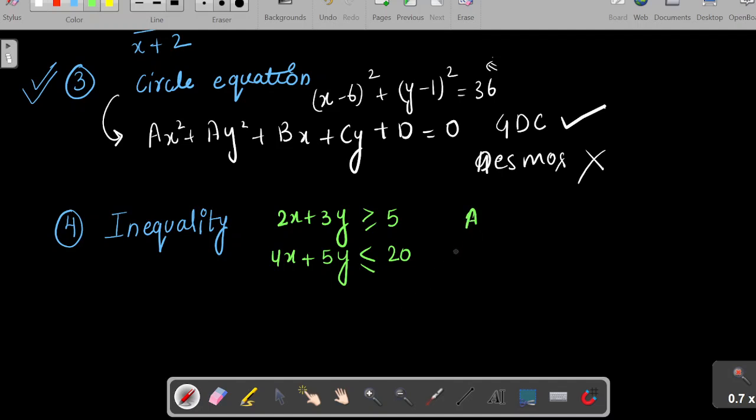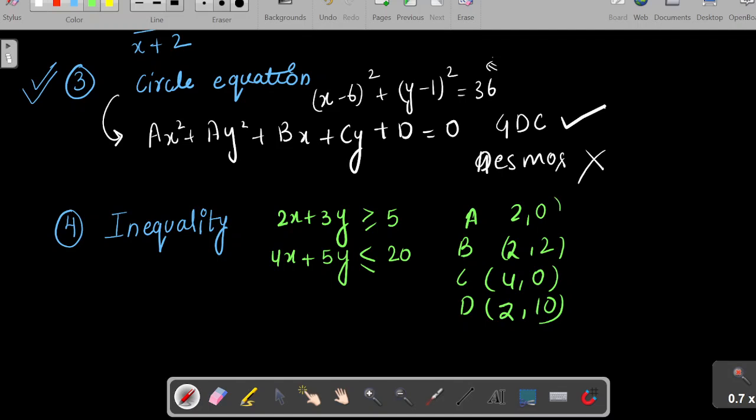Now, suppose some points are given in the question. Let's say option A, B, C and D: (2, 0), (2, 2), (4, 0), and (2, 10), let's say. Now they are asking you to find which of the following does not satisfy this inequality. Not satisfying means you will not find the point in the common shaded region of these two inequalities. If a point satisfies, you will find these coordinates in that shaded part.